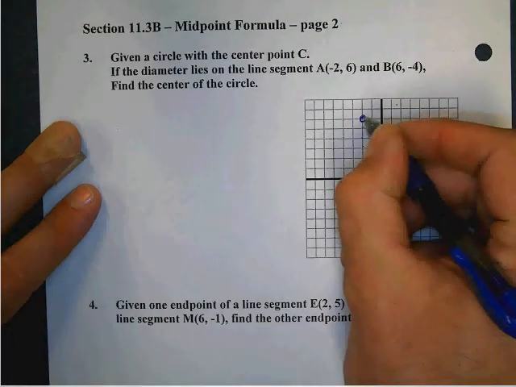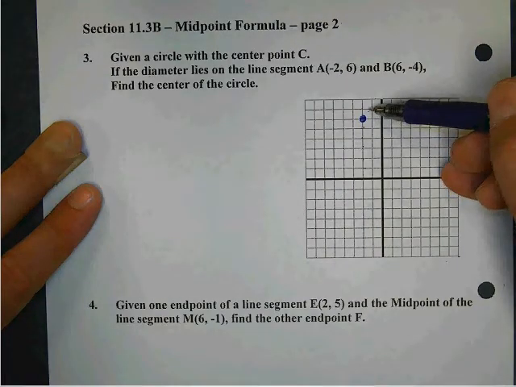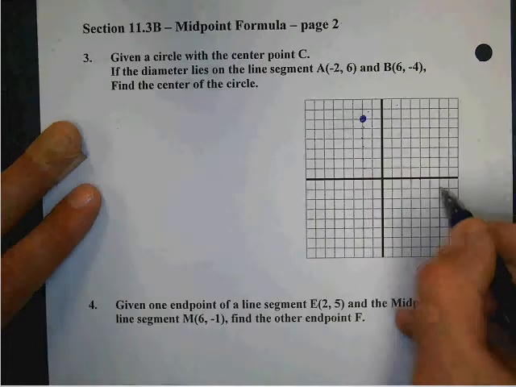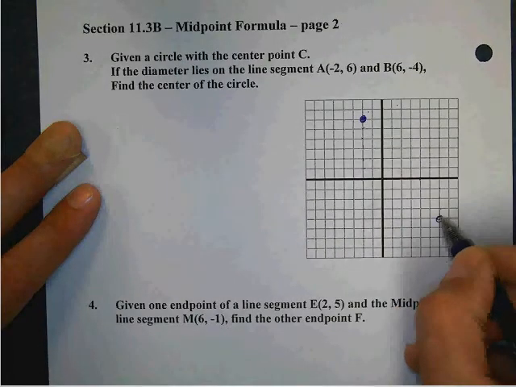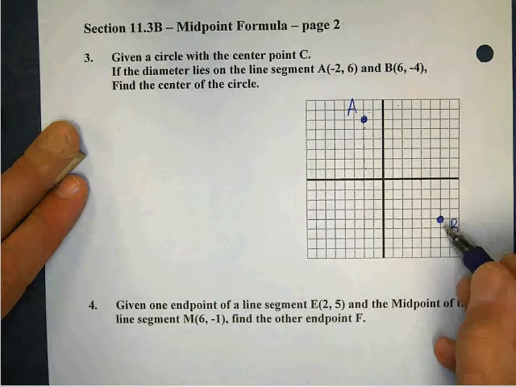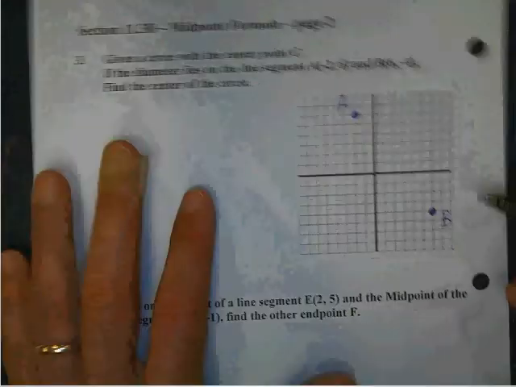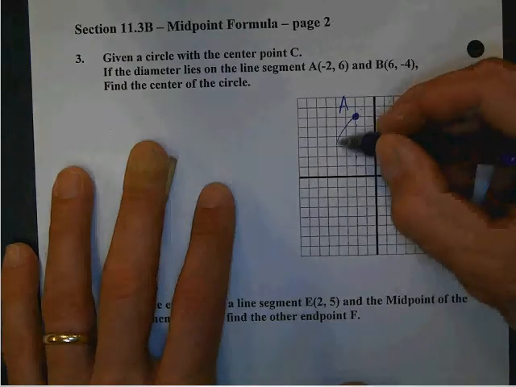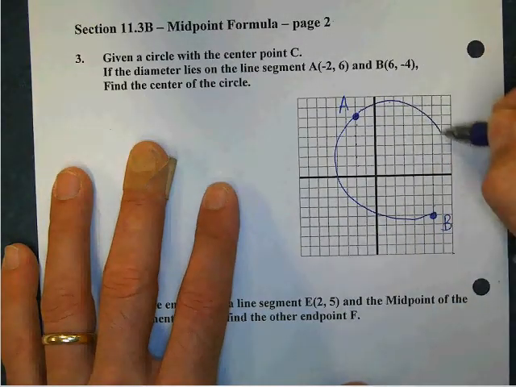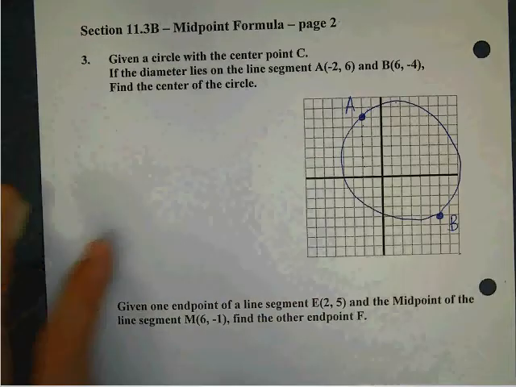Justin, what quadrant am I in? 2. Okay, other point. 1, 2, 3, 4, 5, 6. 1, 2, 3, 4. There's B. Somebody else, what quadrant am I in? 4. All right, try to draw a circle. And now draw this line.